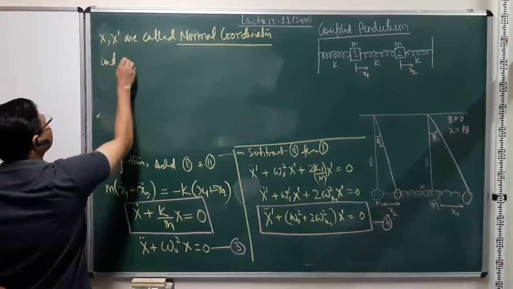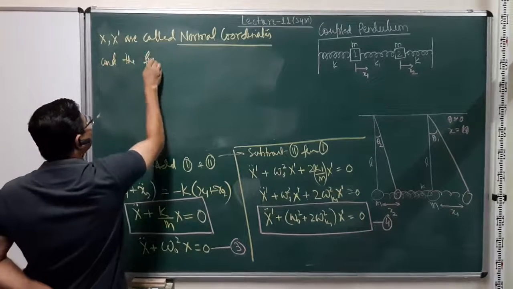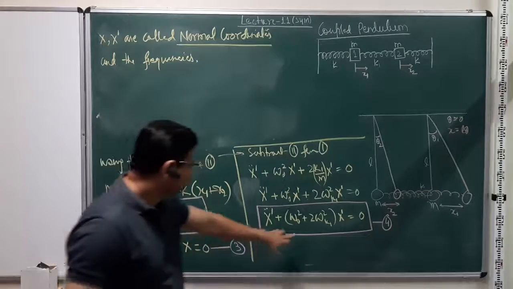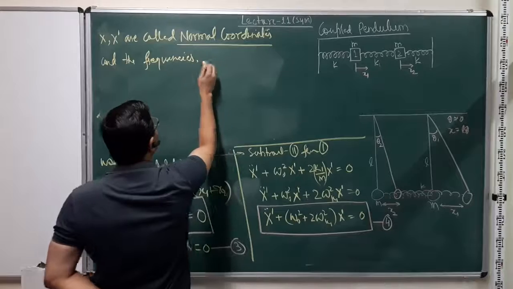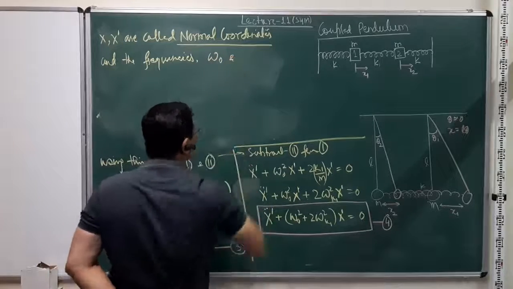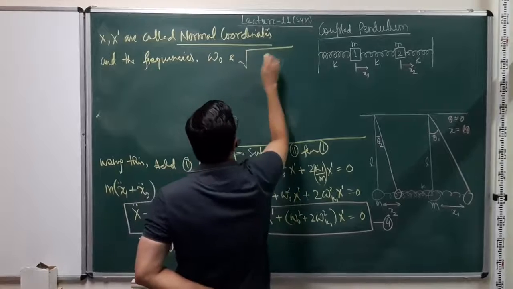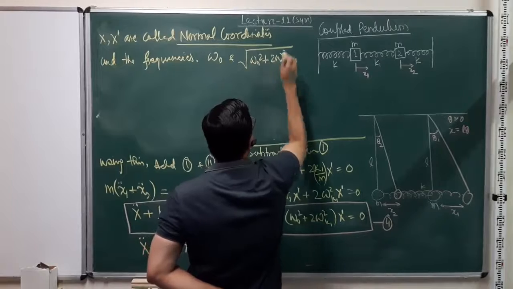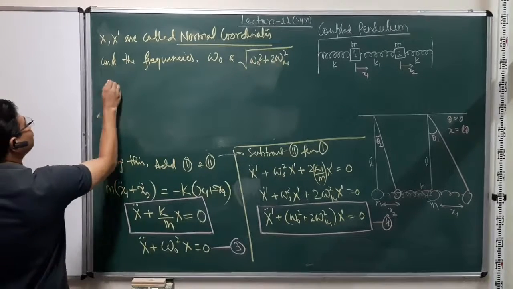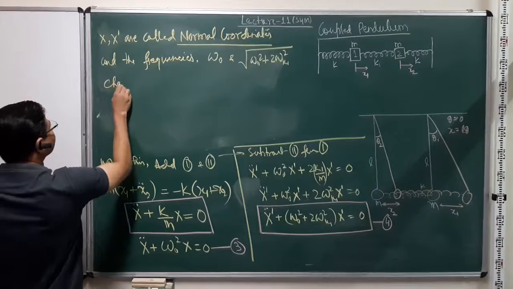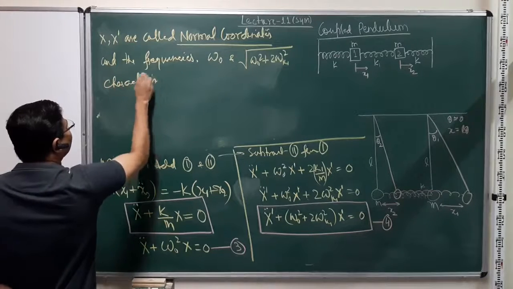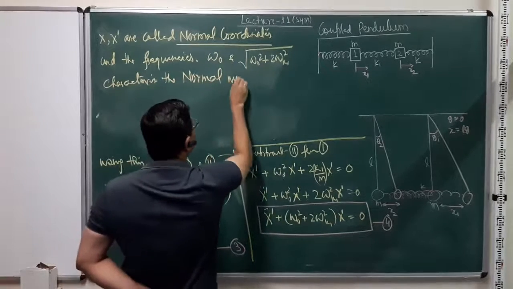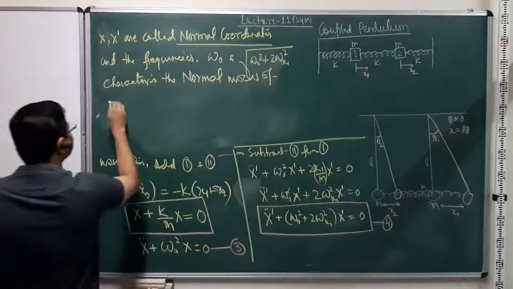And the frequencies, so the frequencies omega naught square and this one. So basically the frequencies omega naught and the square root of omega naught square plus 2 omega k1 square. These two frequencies characterize the normal modes of oscillation.